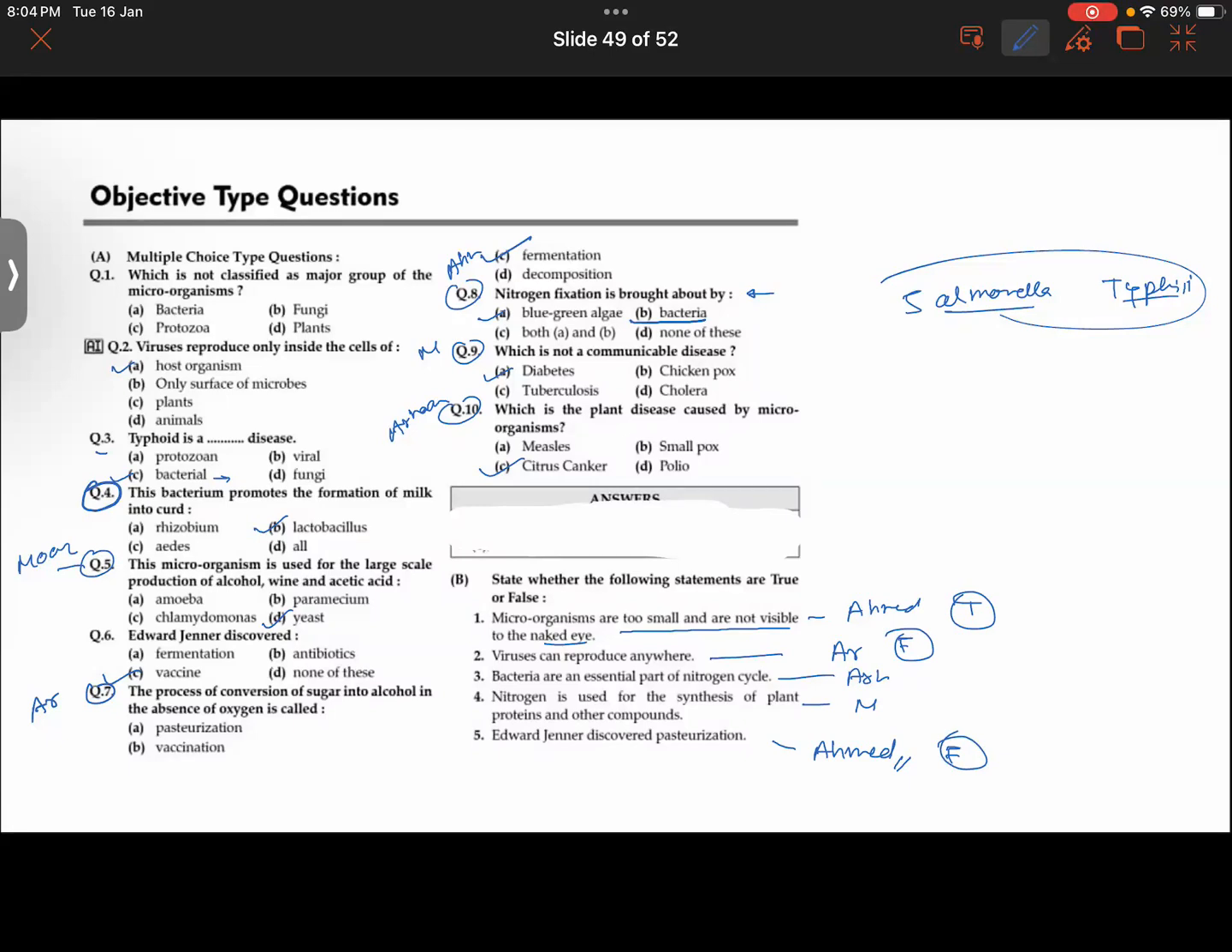That is true, exactly. And Moaz, nitrogen is used for the synthesis of plant proteins and other compounds. This is one thing which I didn't tell in the class, that different types of components and nutrients are required by the plants. Everyone plays a role. For example, magnesium also plays a role, as it helps in photosynthesis. Nitrogen that is taken up by the plant is required for the synthesis of proteins. So this one should be true.